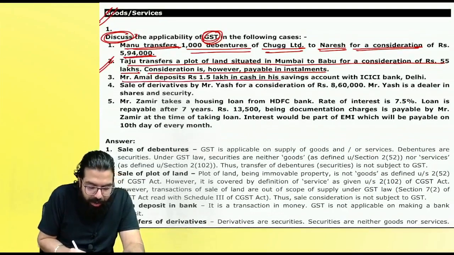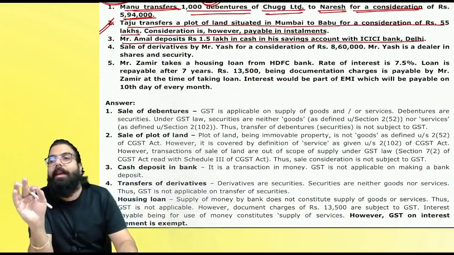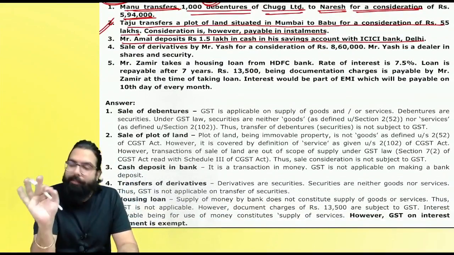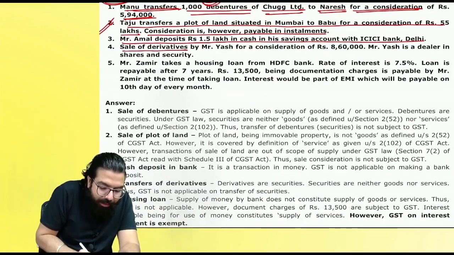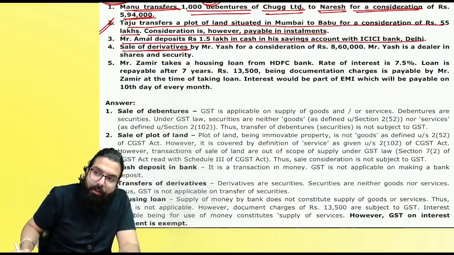Amal deposits 1.5 lakh into a savings bank account. If you put money in the bank account, money is neither goods nor service. Sale of derivatives. Derivatives, everyone. Securities, neither goods nor service.